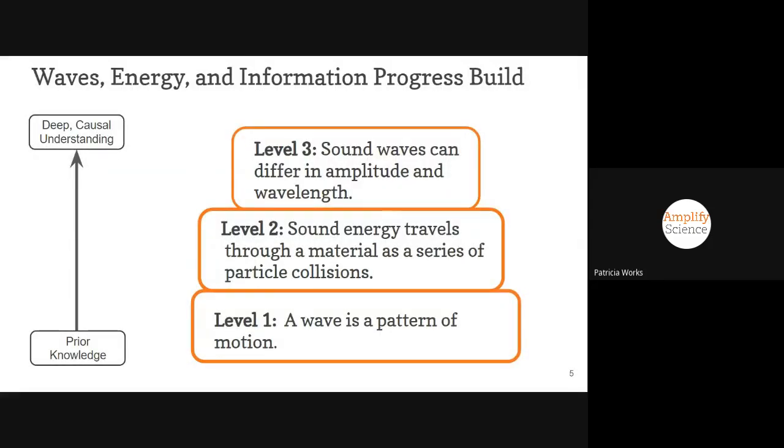In part 1 of this workshop, we saw that the progress build for Waves, Energy, and Information included these levels. At level 1, students learned that a wave is a pattern of motion. In level 2 instruction, they came to find out that sound energy travels through a material as a series of particle collisions. And then in level 3, they found out that sound waves can differ in amplitude and wavelength.